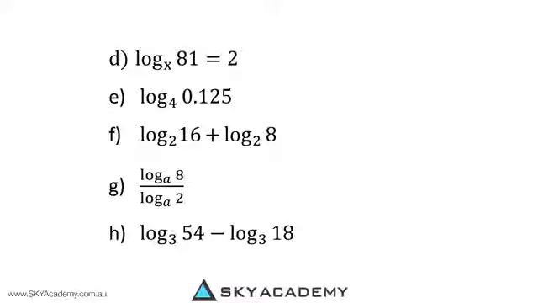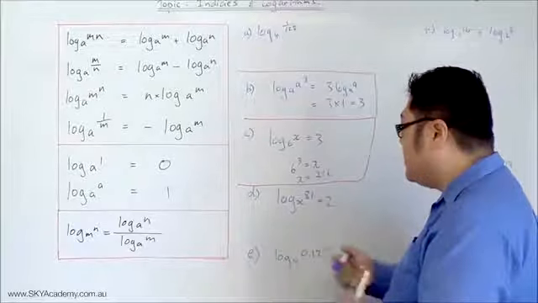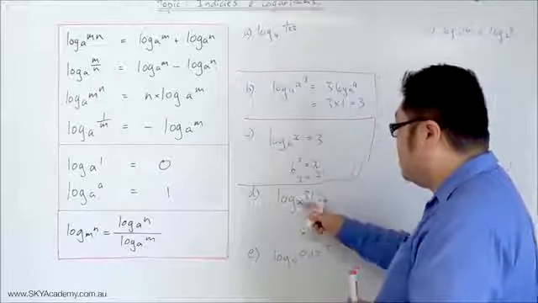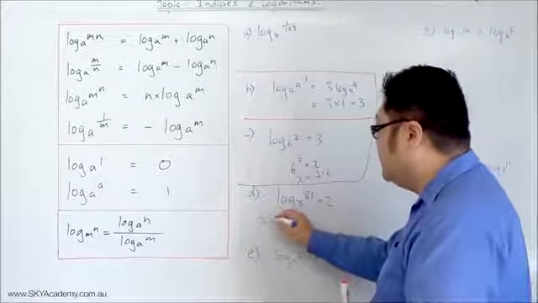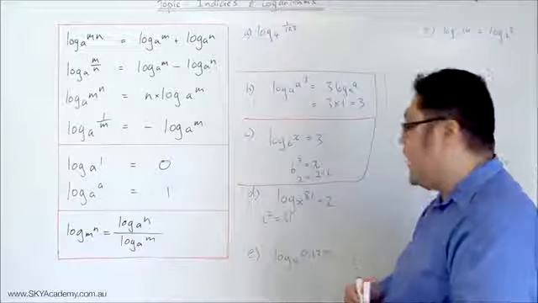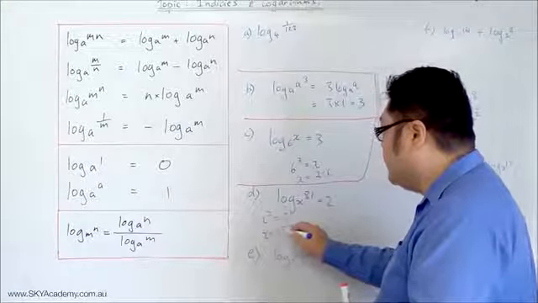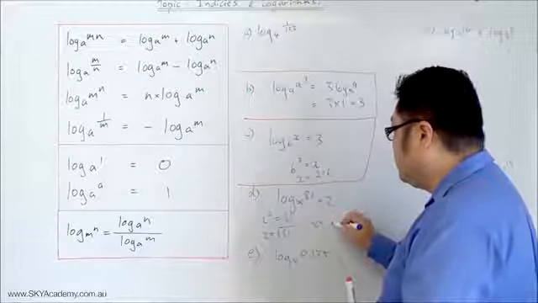Okay? This one would be very similar. Rearrange it as an exponential, or in index form, and things will become a lot clearer. So for example, it would be x to the power of 2, which gives you 81. So what squared gives you 81? x equals the square root of 81. x is equal to 9.